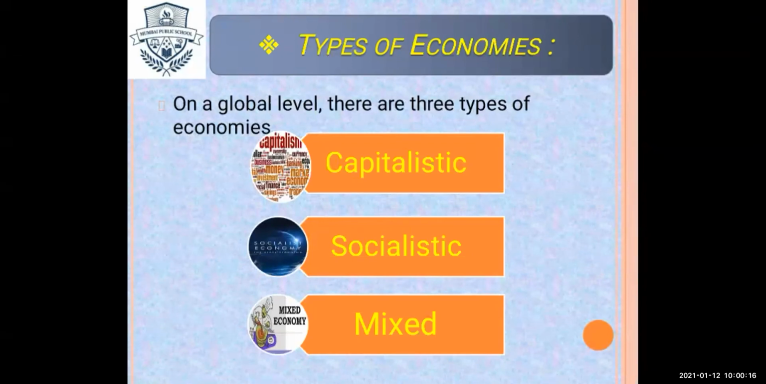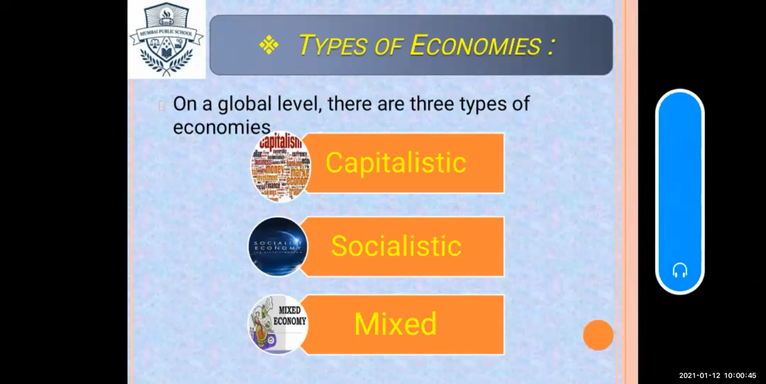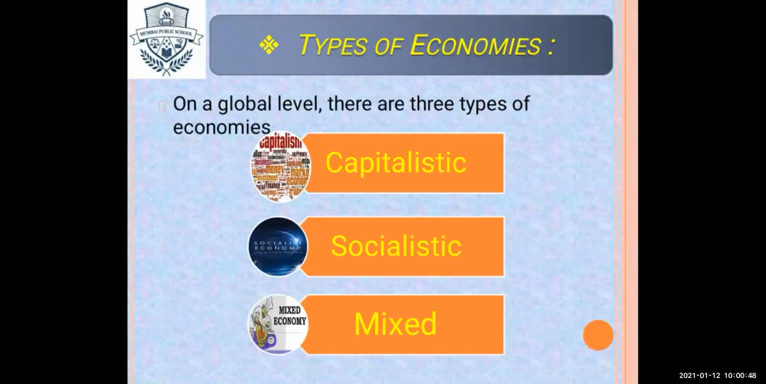Sorry, students, for interrupting. I'll continue the chapter. Yesterday, in the first part, we studied the term economics. Economics is derived from the Greek word oikonomia. In simple words, the definition is that economics is a social science concerned with the production, distribution, and consumption of goods and services.